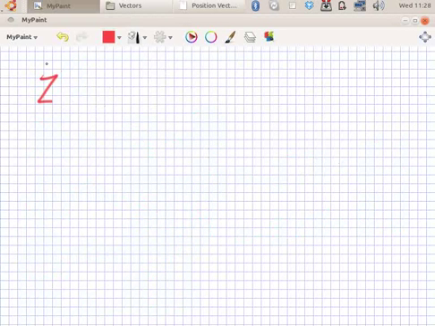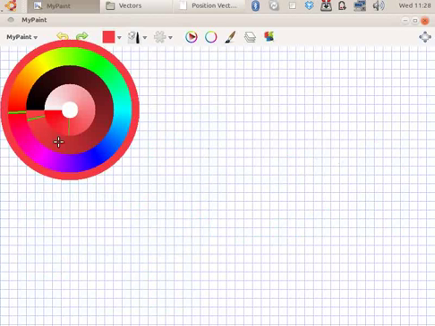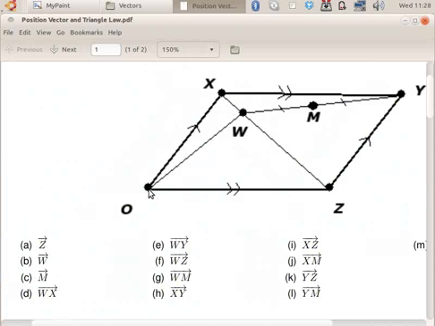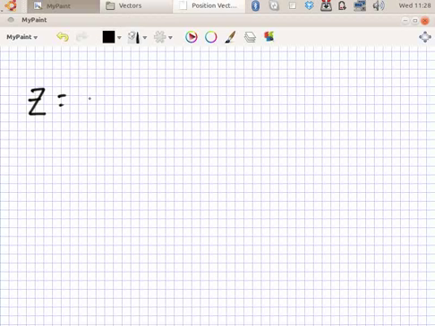So z equals, so if I look here, what is z? It's a position vector, so z is OZ. But OZ is exactly the same as XY. So I can say z equals XY. But this isn't good. I mean, it's nearly finished. I don't want the answer as XY. I want the answer as X and or Y. So, no, Y minus X.